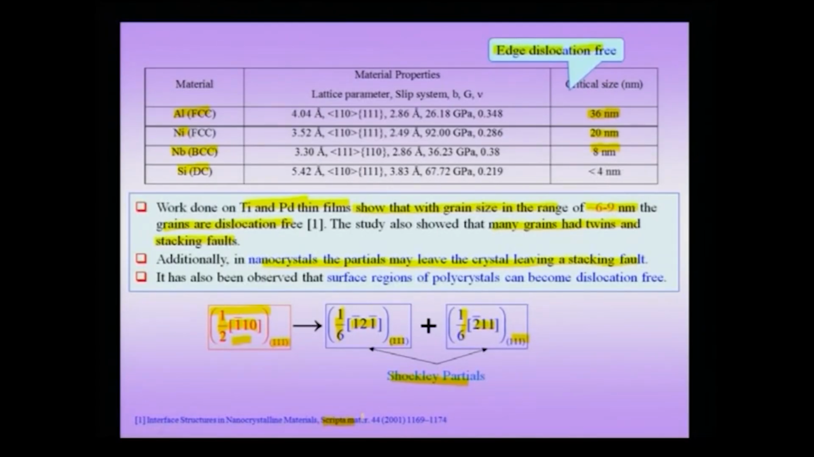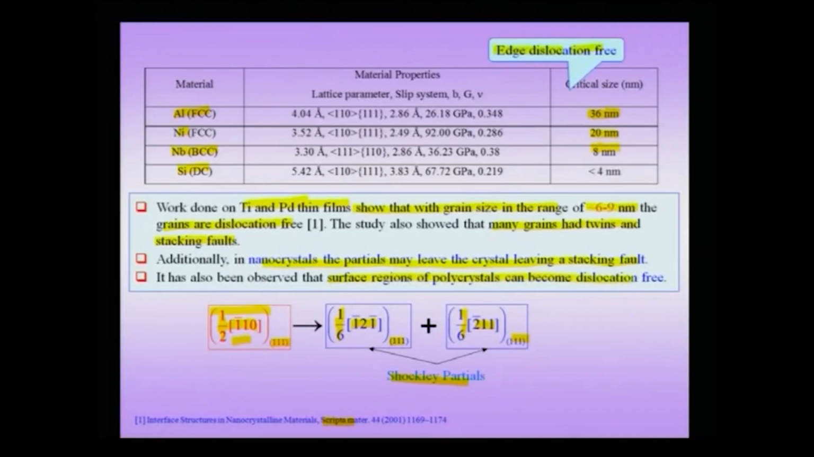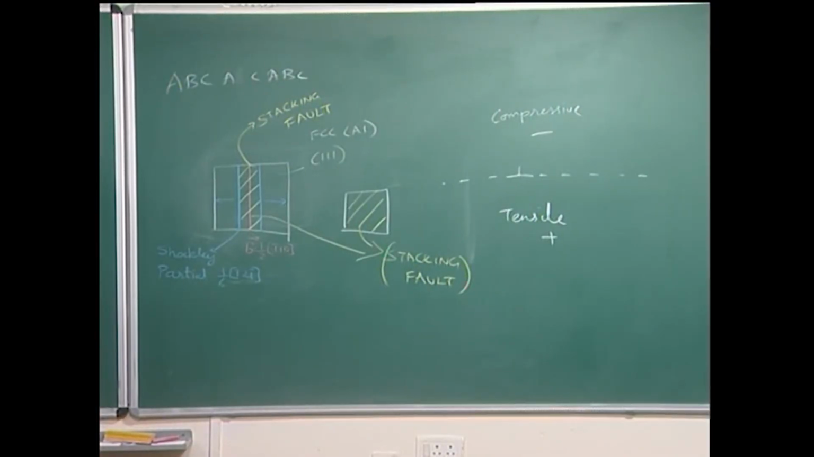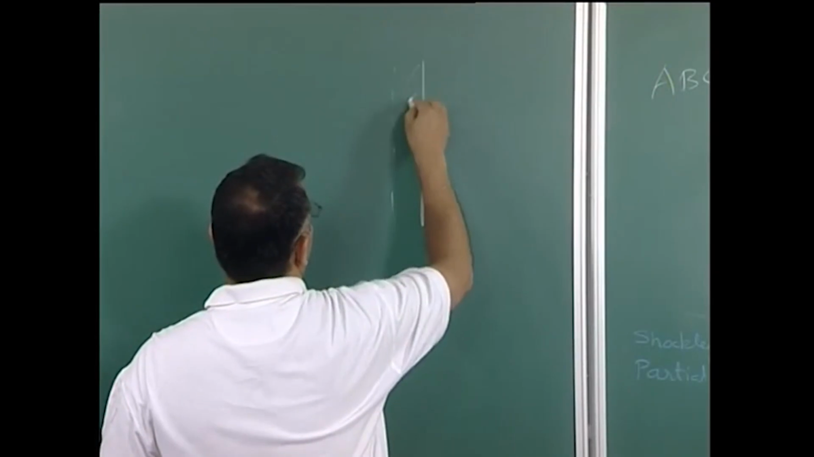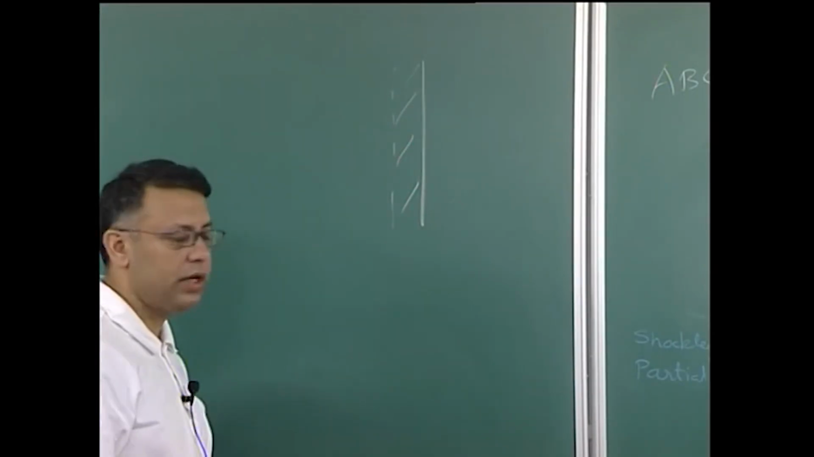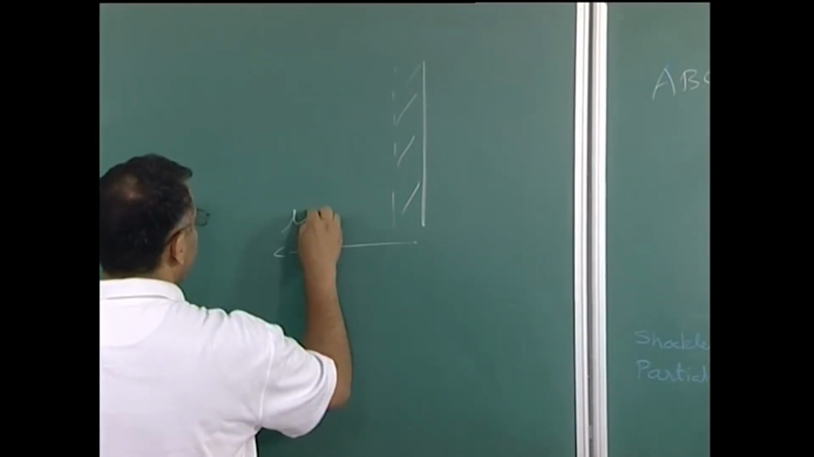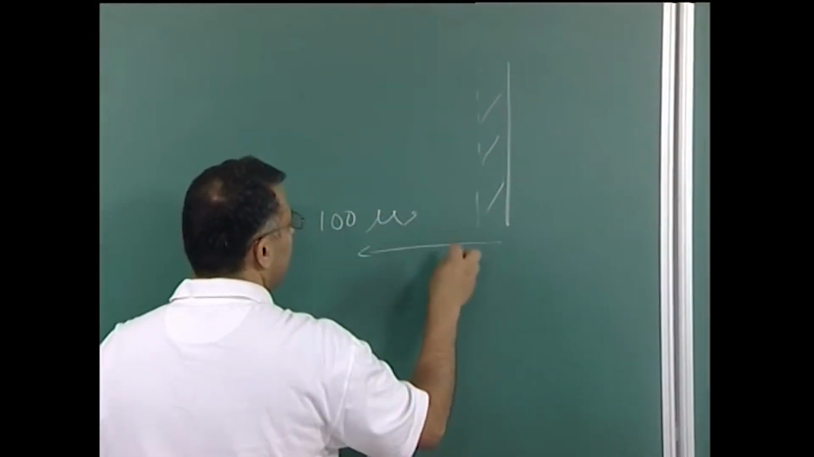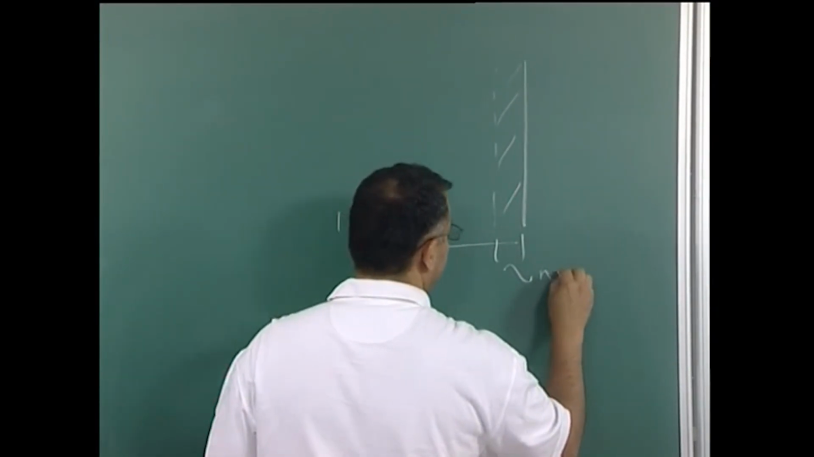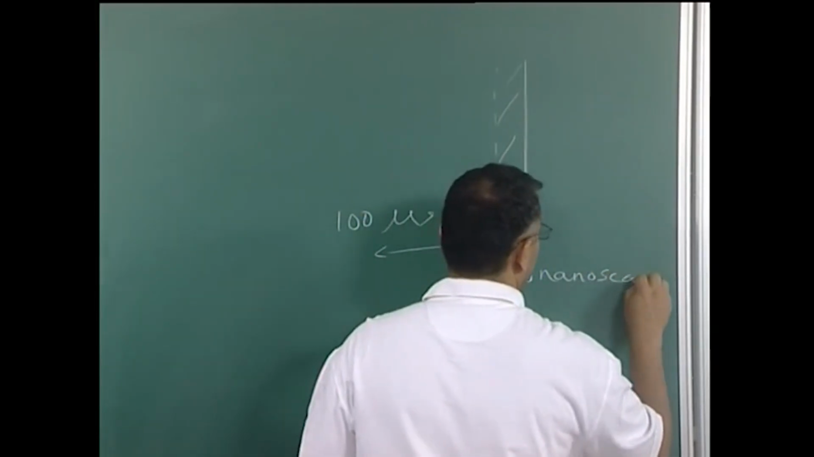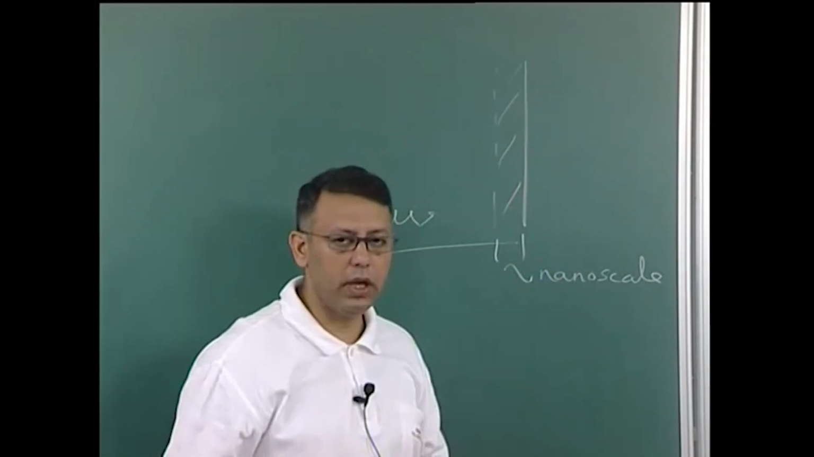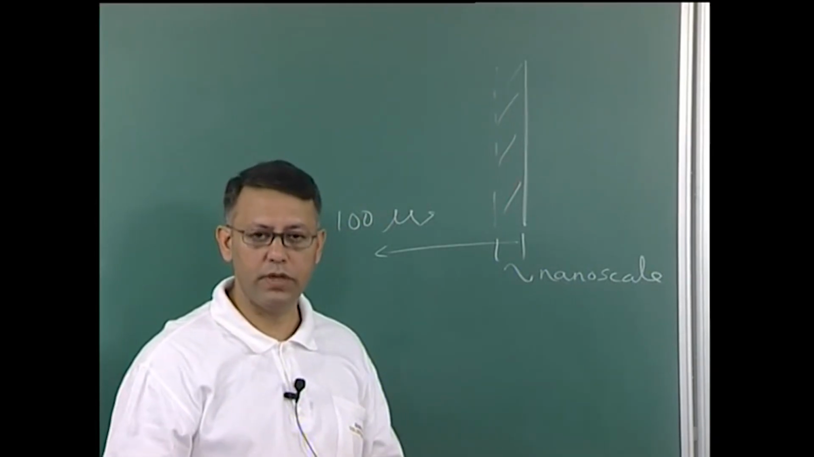In addition, of course, it is obvious based on the argument I have just made that even if you have a polycrystalline material or a single crystal material, the surface regions of the polycrystal may become dislocation free. Close to the surface region, suppose this is now my crystal, there will be a small region close to the surface wherein the Peierls stress is exceeded. This crystal itself could be of the order of microns or hundreds of microns, but this small region, which is in the nanoscale, can actually become spontaneously dislocation free because of the presence of image forces.